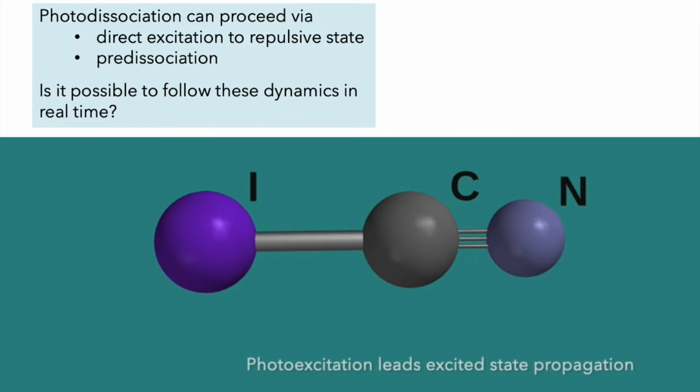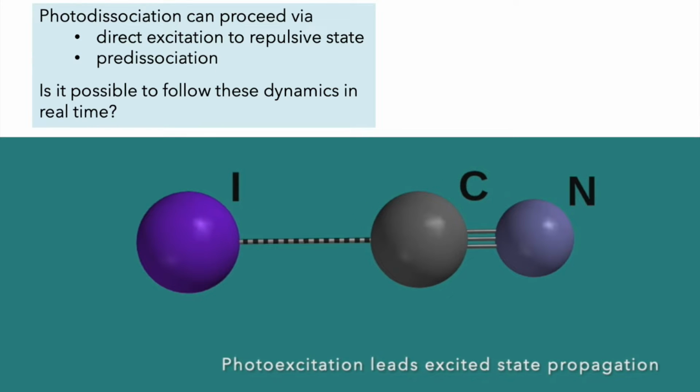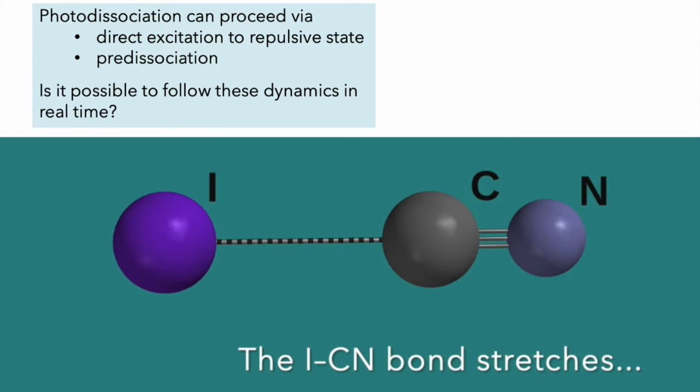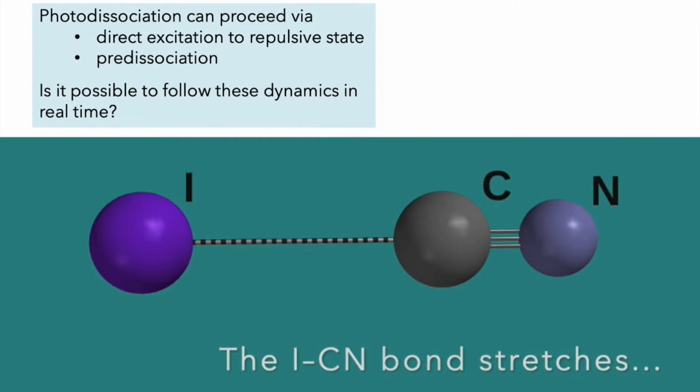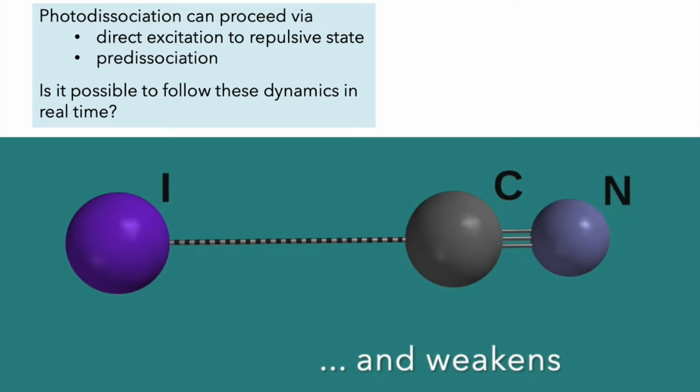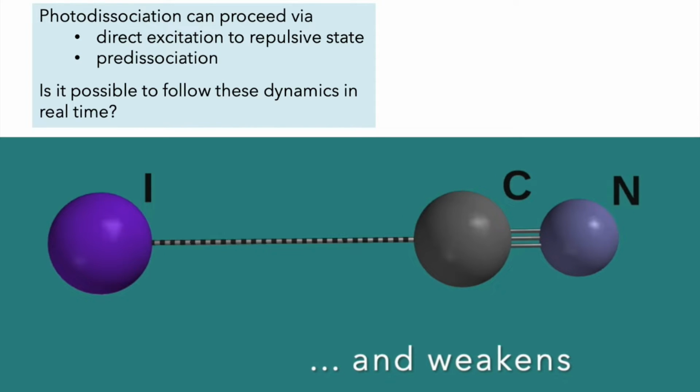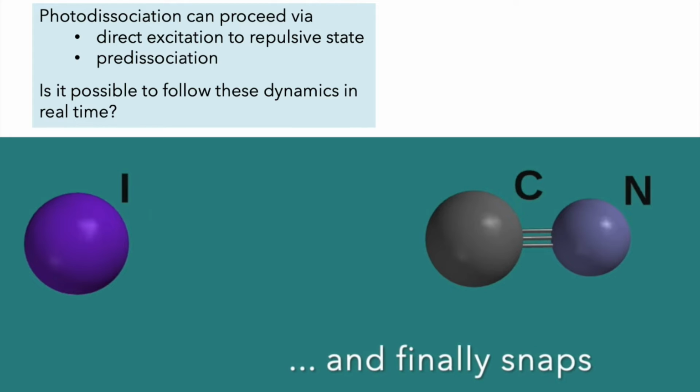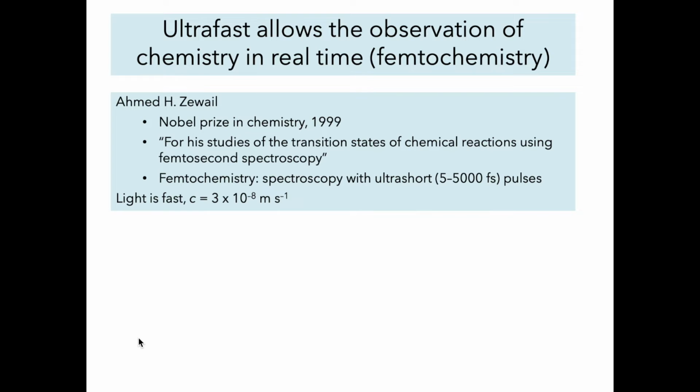The question now is, is it possible to follow the dynamics of these processes in real time? Excitation followed by propagation on the excited state potential, breaking of a bond, and then formation of our product. In 1999, Ahmed Zewail was awarded the Nobel Prize in Chemistry for his studies of the transition states of chemical reactions using femtosecond spectroscopy. He introduced the field of femtochemistry, using spectroscopy with these ultra-short pulses to look at chemical dynamics in real time.